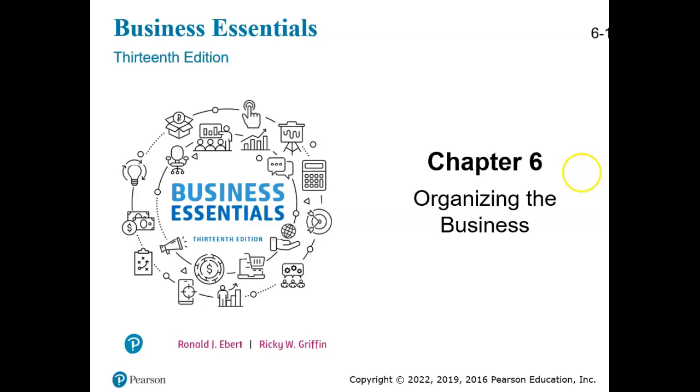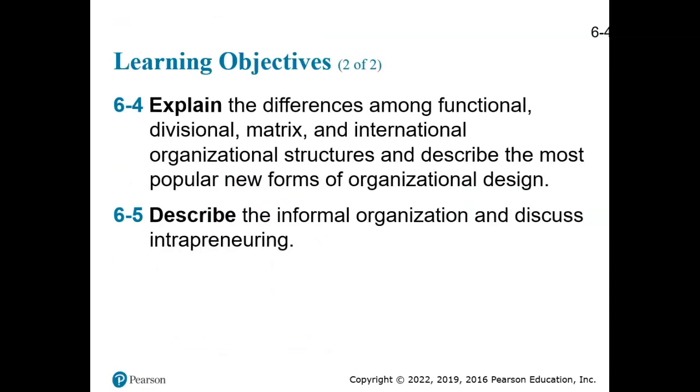Alright, so Chapter 6 is all about organizing the business. We've created a plan, we have a strategy. Now we have to think about how we organize all of our people and get us all walking in the same direction. There's lots and lots of ways to do that, which you're going to learn about in this chapter. So definitely read through all of it, but I'm going to hit on some highlights.